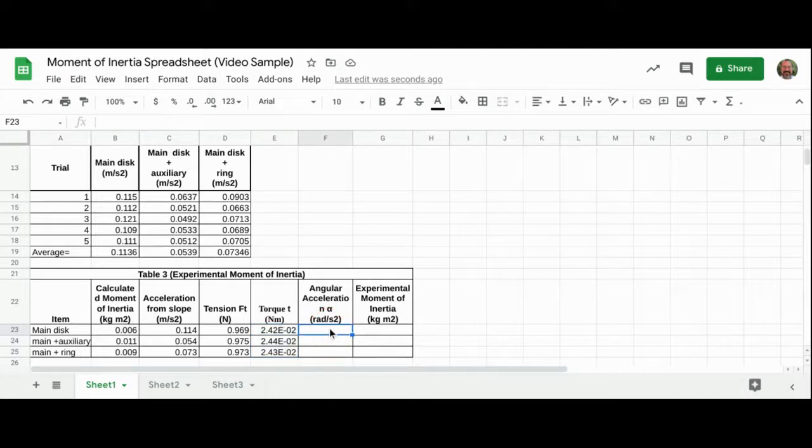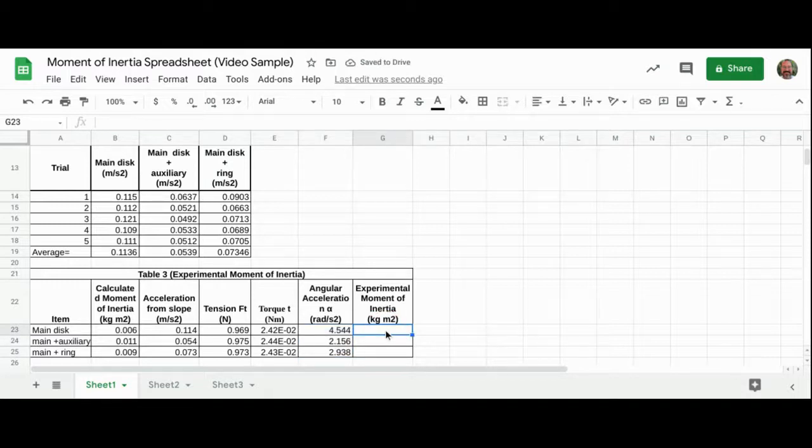The angular acceleration is going to equal the linear acceleration divided by that radius as well. And so that radius, for the step pulley, is 0.025. And so that works out. So now we have the angular acceleration of the step pulley system.